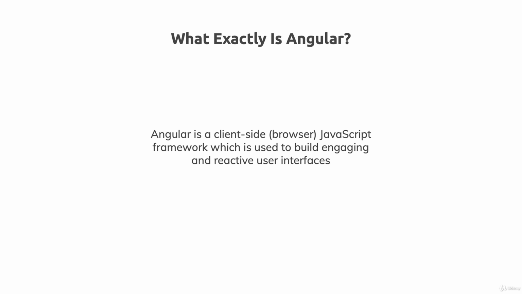What exactly is Angular? Angular is a client-side, which means it runs in the browser, JavaScript framework, which is used to build engaging and reactive user interfaces. This is a definition we could come up with, but what exactly does it mean? Well, the first important part is that it's a client-side JavaScript framework.